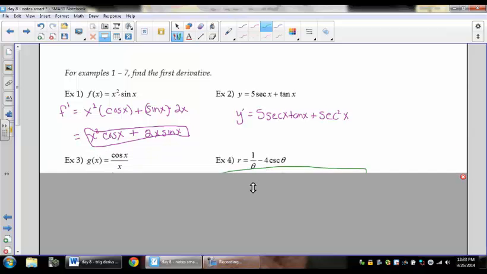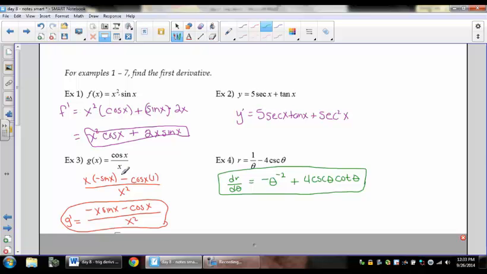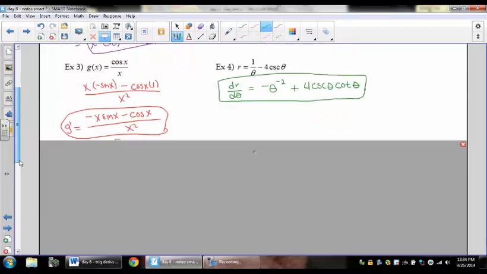So if we take a look at these first two, 3 and 4, cosine x over x, I'm going to do a quotient rule. Low d high minus high d low. And we end up with this guy down here, negative x sine x minus cosine x all over x squared. Take a look at the next one, 1 over theta. I'm going to think of it as theta to the negative 1. So negative theta to the negative 2 plus, because I've got this minus and the derivative is negative, 4 cosecant theta cotangent theta.